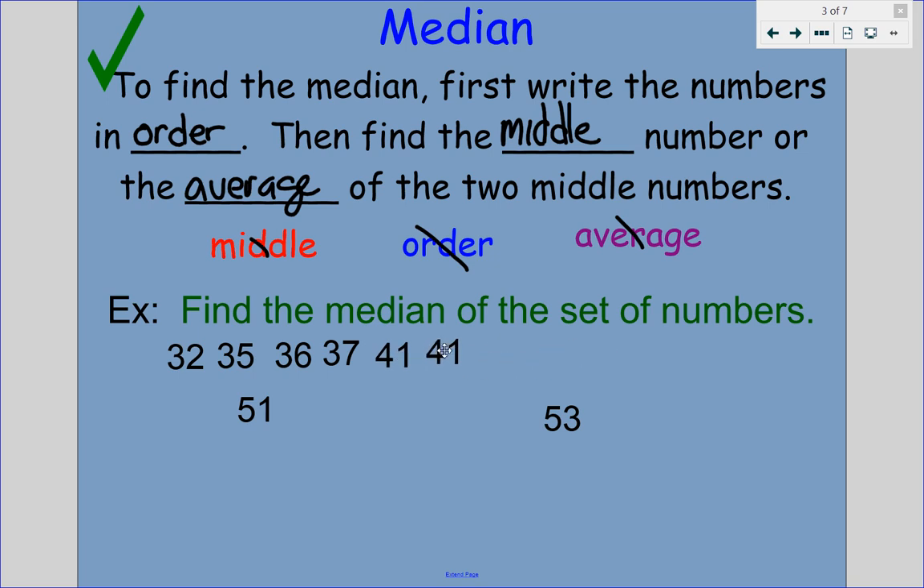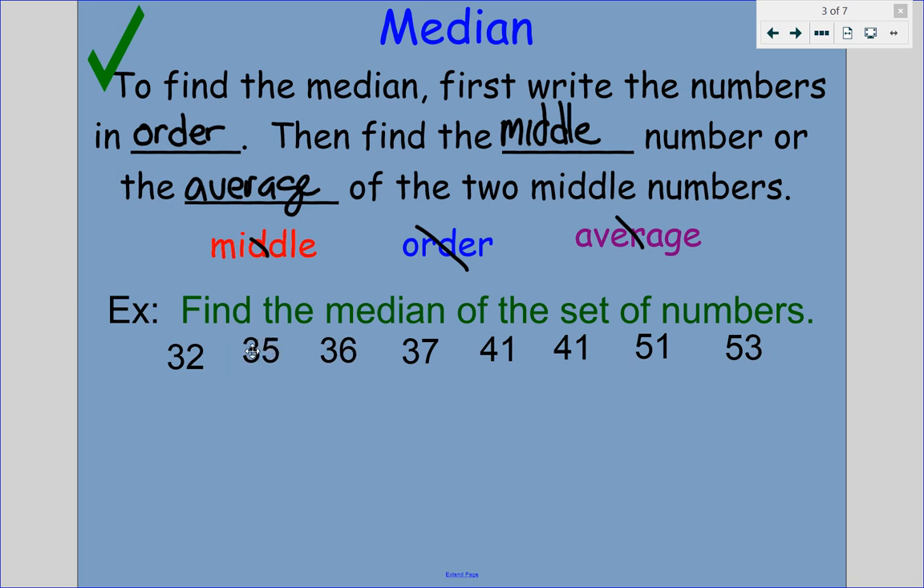It's important to put all of them in, not just skip the number. If I have two 41s, I need to write down two 41s, not just one. Okay, so I'm going to spread them out a little bit, just so they're easier to read here. So you see what we did? We put them in order from least to greatest. You guys can do that, no problem.